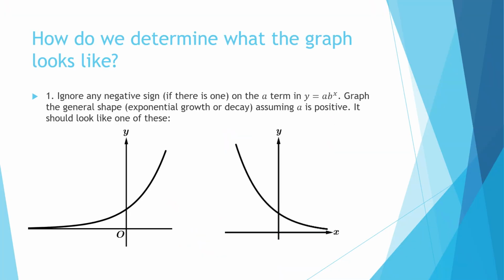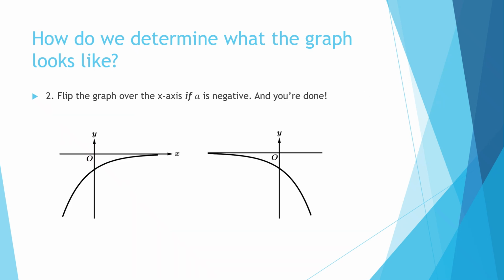So how do we determine what the graph looks like? Pretty easy, like I just showed you. Ignore any negative signs if there are any, and then graph it as if it was exponential growth or decay, assuming a is positive, right? So just forget a is even negative if it is negative. Sometimes it may not be negative, and so it should either be growth or decay. Then if a is negative, you flip it over the x-axis and you're done, right? Pretty easy. And so that is how we are going to graph these functions.